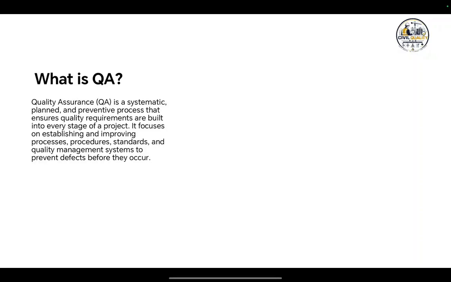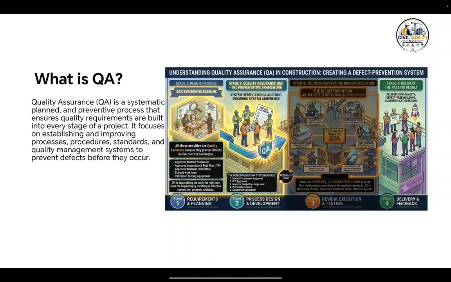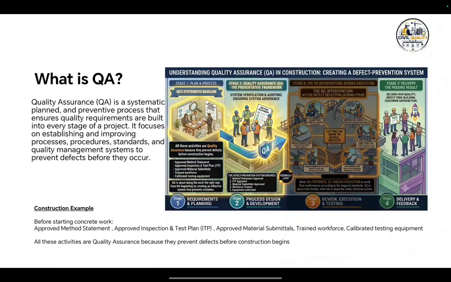Now let's understand with a construction example of QA. Just imagine that tomorrow we are going to cast concrete. So before pouring concrete, what all do we need? Let us go one by one: approved method statement, approved ITP, that is inspection test plan, approved material submittals, trained workers, and calibrated testing equipment.